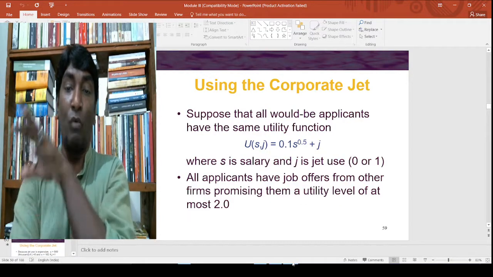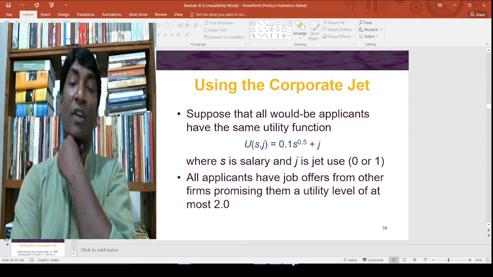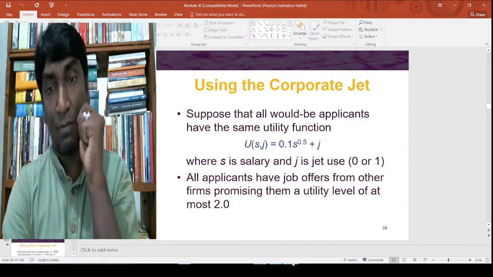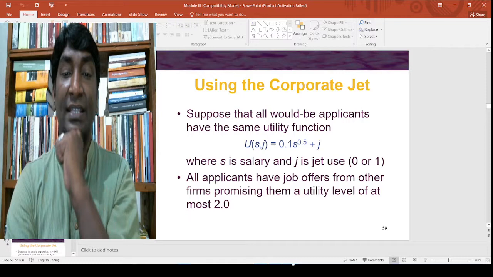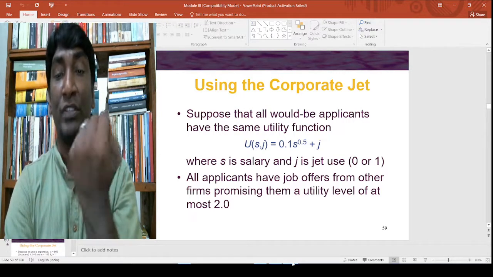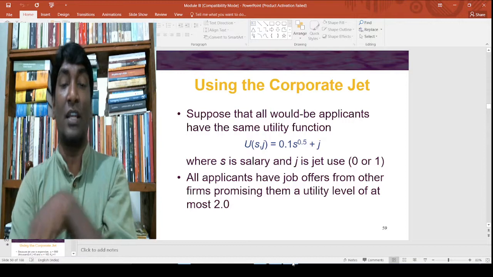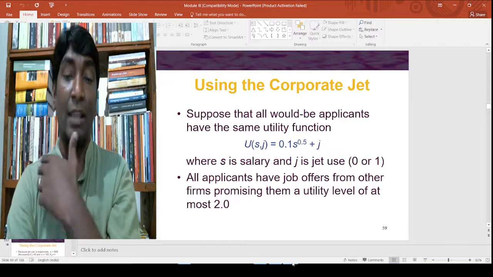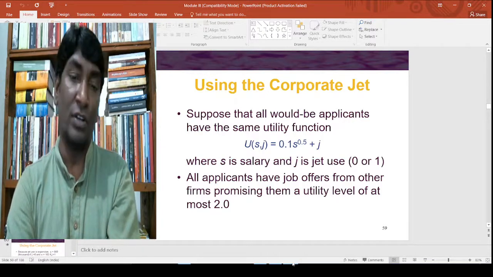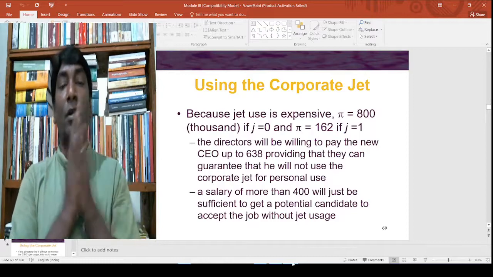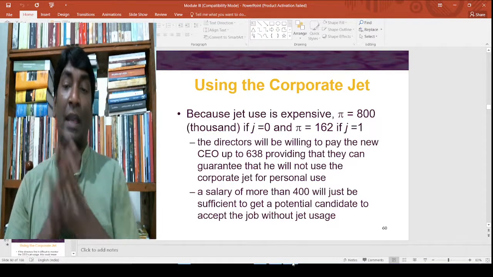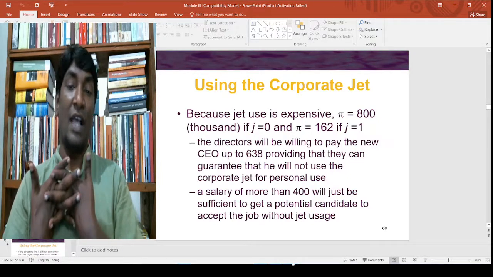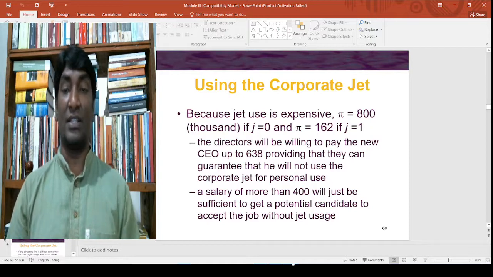Suppose that all applicants have the same utility function, U(S,J), which is equal to 0.1 S to the power 0.5 plus J, where S is the salary and J is the jet use. So if you use the jet, then you have to add it; if you are not using it, then you need not add it. All applicants have job offers from other firms promising them a certain utility level. That is because jet use is expensive for them, and therefore their utility would be 800,000 if J is 0, and then it is 160 if J is 1.